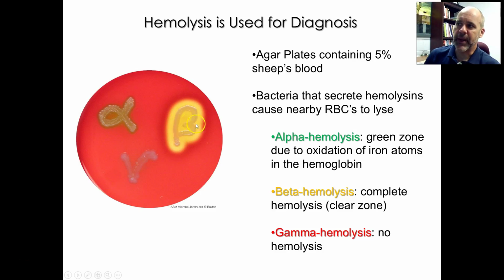So that's the Greek letter beta, by the way. So these bacteria that are beta hemolytic were spread on this plate deliberately in that pattern. And over here we have the Greek letter alpha, and you can probably see there's a green zone around there.